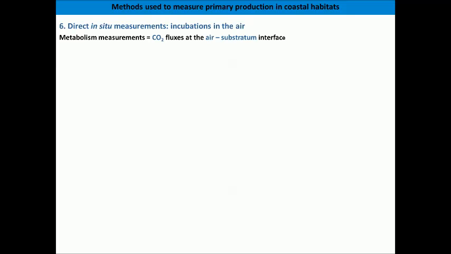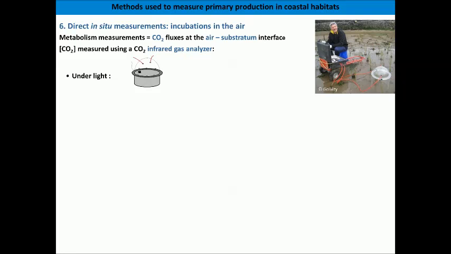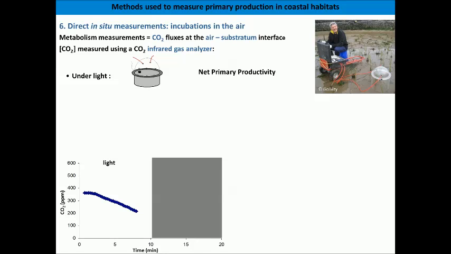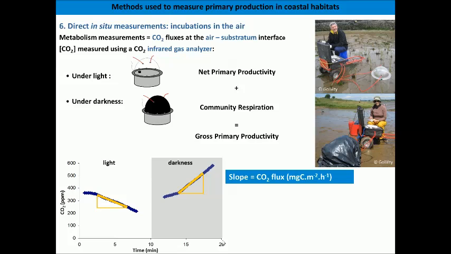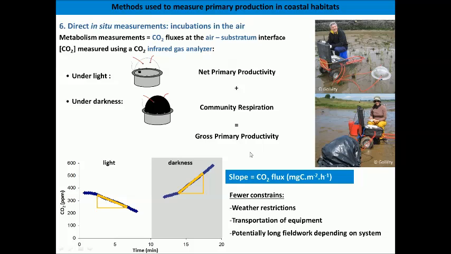The metabolism measurement is then measured as CO2 fluxes at the air substratum interface, and the CO2 concentration is measured using a CO2 infrared gas analyzer. Under light, again, under a clear dome, you measure net primary productivity. Under darkness, using an opaque dome, you measure community respiration. And the slope is your CO2 flux, which is very convenient. And then the sum of these two processes, again, gives you gross primary productivity. Again, fewer constraints compared to the previous methods.